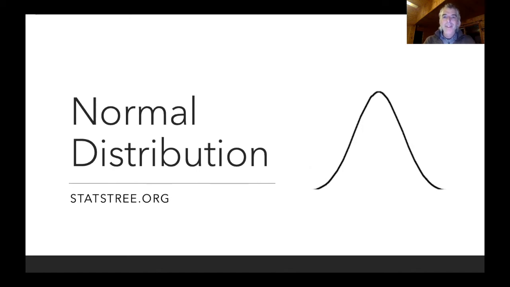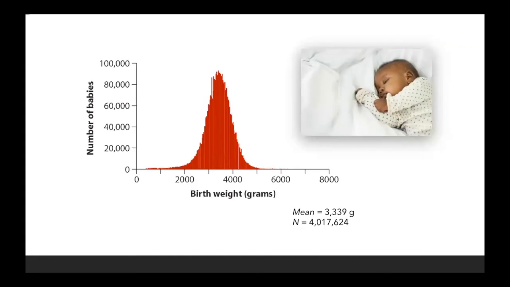Welcome back, everyone. Today we're going to be talking about the normal distribution, one of the most important distributions in statistics. So here we have a frequency distribution then of over 4 million observations of birth weights of newborn babies in the United States in 1991.